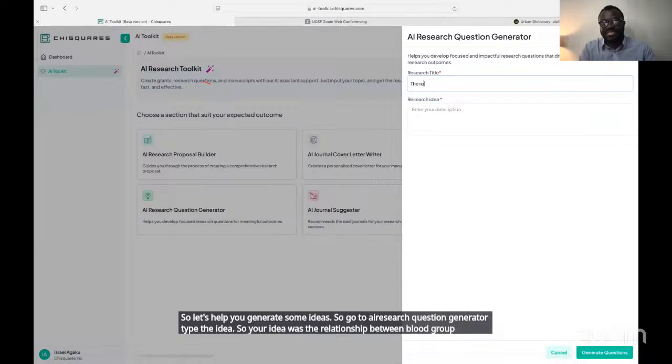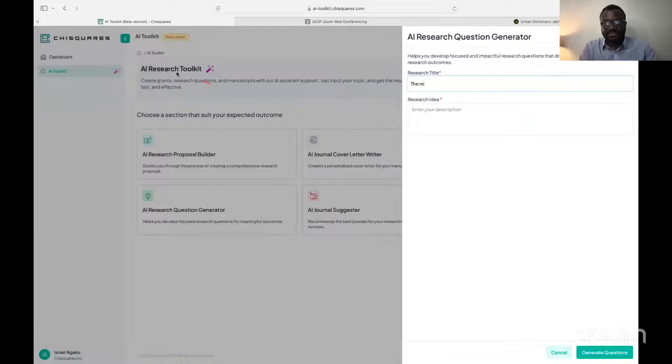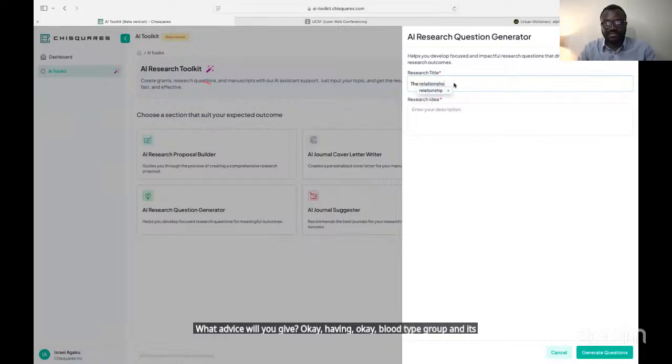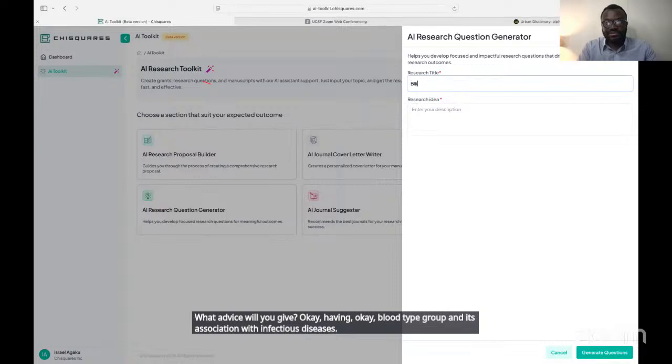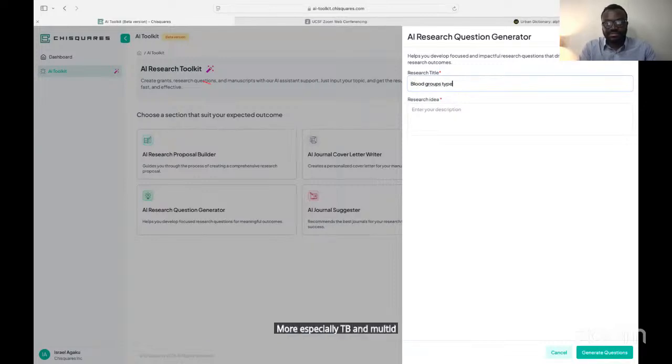Can you read the third question, please? What advice will you give? No, the third question. Blood type group and its association with infectious diseases, more especially TB and multi-drug resistance. And the association with tuberculosis. Yes, sir. Especially TB and multi-drug resistance.